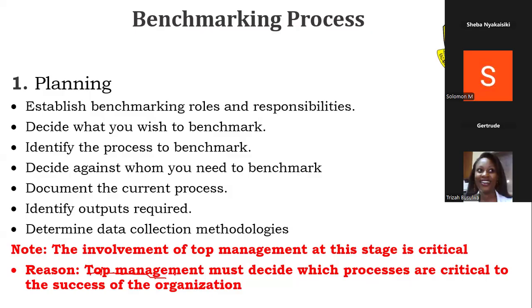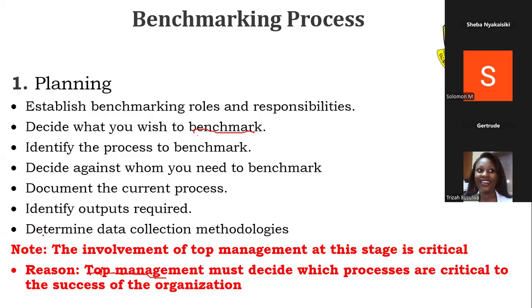Okay, so within the planning process, you begin to establish who is who and what they are supposed to do within this benchmarking process or the project. You decide on what it is you want to benchmark. Where is the area that needs improvement? The ICT system is coming in to support business processes and procedures. So which business process and procedure needs to be improved or re-engineered?